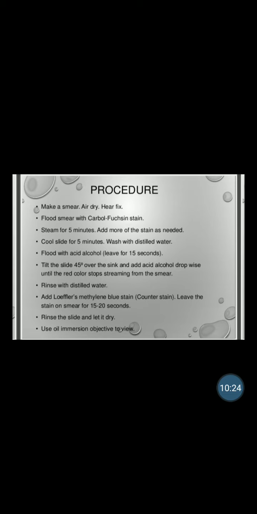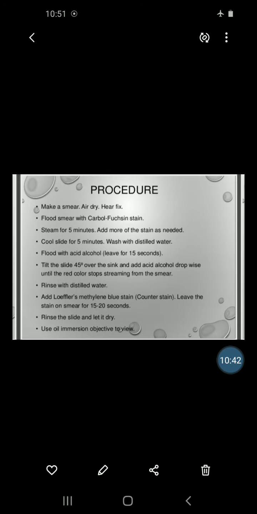So what is the use of acid alcohol? It is used as a decolorizer. Float the slide with acid alcohol and leave the slide for 15 seconds. Then tilt the slide at 45 degrees over the sink and add acid alcohol dropwise until the red color stops streaming from the smear. Yes, add the acid alcohol dropwise until the red color stops streaming from the smear.